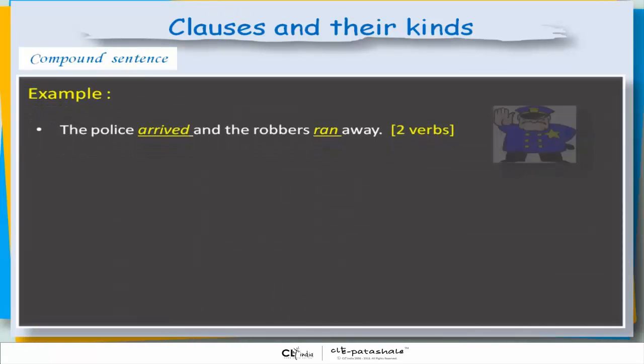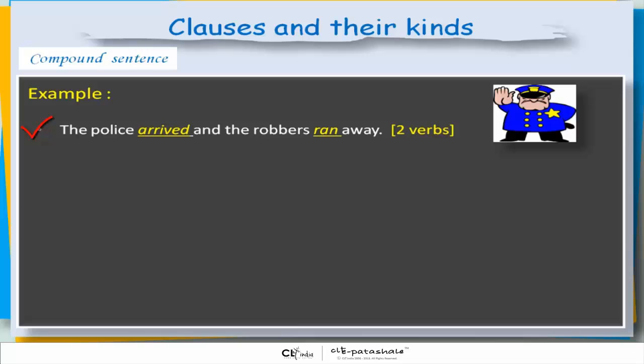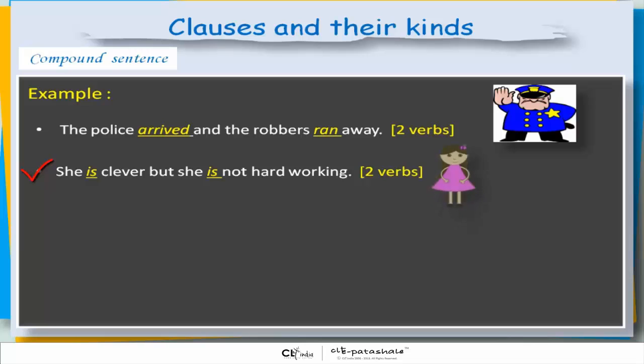Let's see some examples. The police arrived and the robbers ran away. So we have two clauses or two sentences. The police arrived, and the robbers ran away. Both these sentences are joined by the conjunction and there are two verbs, so this is a compound sentence. Let's see some more. She is clever, but she is not hardworking. So is is the verb that has been used twice, and both the sentences are joined by but.